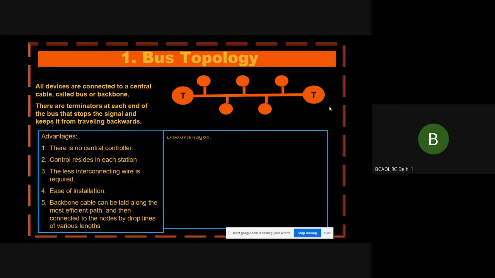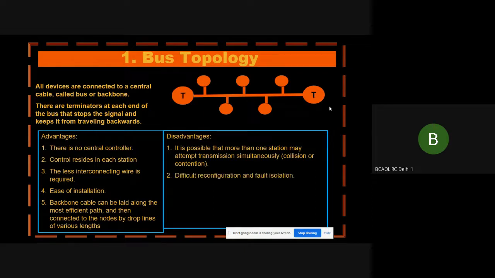Right. But what are the disadvantages? It is possible that more than one station may attempt transmission simultaneously, known as collision or contention. That means if one or more stations attempt to transmit data simultaneously, there will be a collision of data. Then there is difficult reconfiguration and fault isolation.